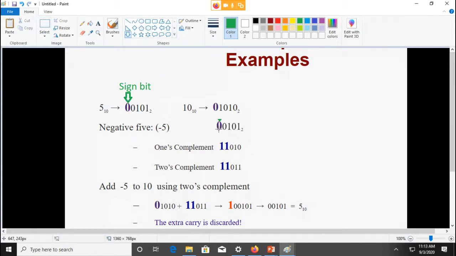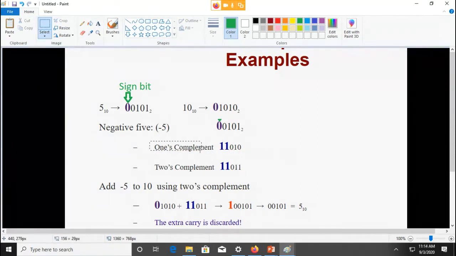And what we're going to do here is convert each one of these bits from a 0 to a 1 or from a 1 to a 0. So if the bit is a 0, we're going to make it a 1. And if the bit is a 1, we're going to make it a 0. All right, and that gives us the 1's complement.